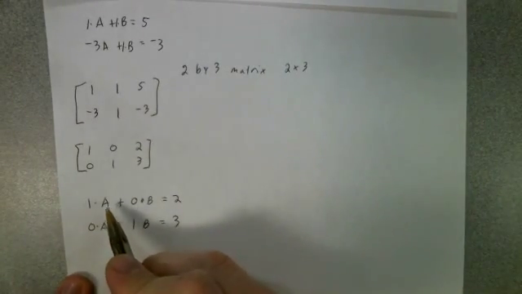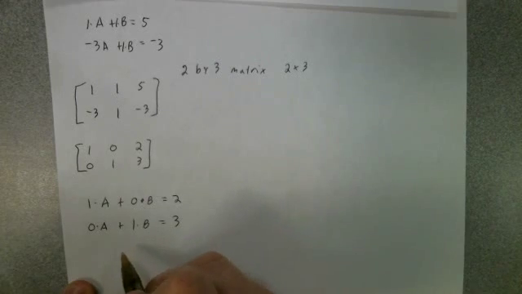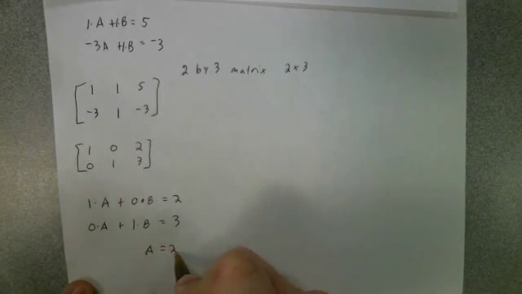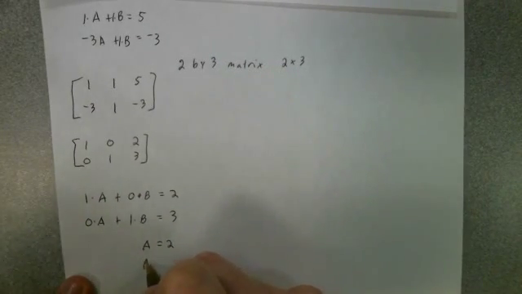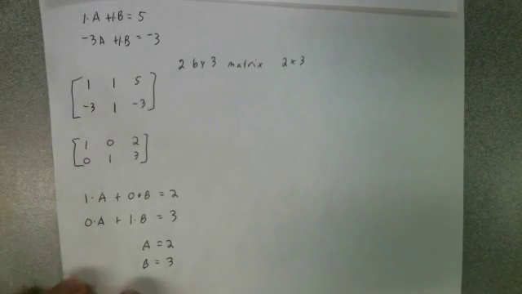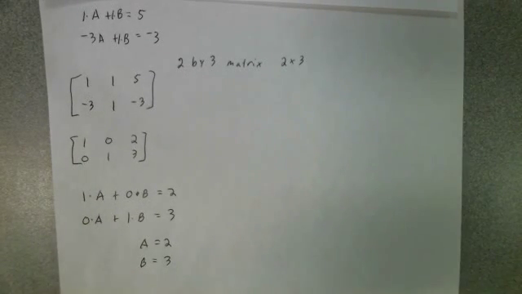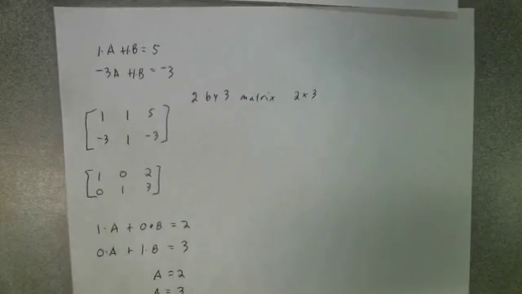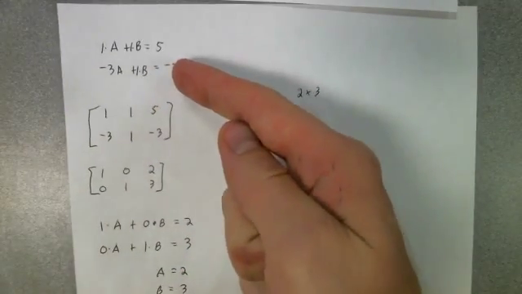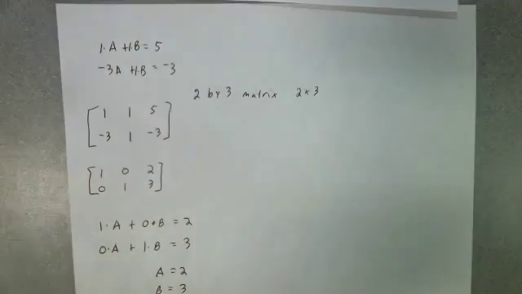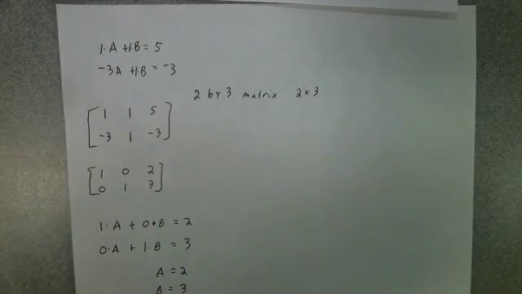Wait a minute, 1 times a is just a, 0 times b is 0. Well, then I have a equals 2, and I have b equals 3. So the calculator just solved this system of equations for you. Now again, this wasn't a big deal on this system of equations. But if I gave you a gigantic system of equations, like a 3x3 system, a system of equations with 3 variables and 3 equations, now that would be a pain. So this is a nice trick.